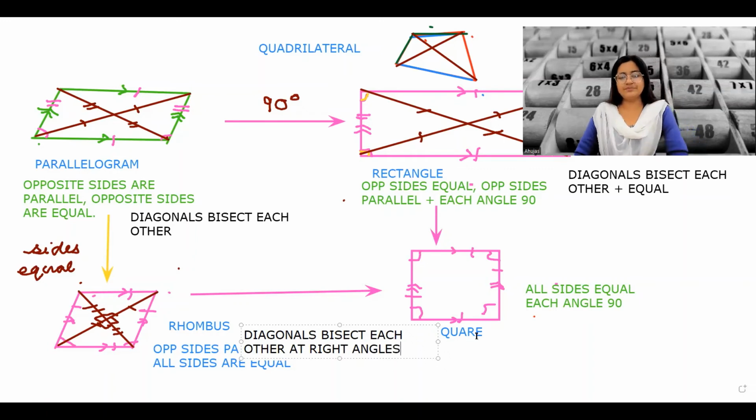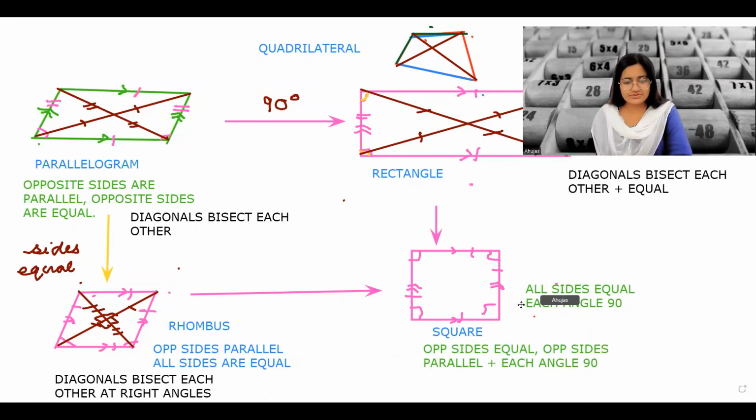Okay, sure. Now, let's come to the next one: square. From rhombus to square, what have we done? We have made the angles 90 degrees, right? Now we will do the opposite of it. We have made the angles 90 degrees, as we have done on the upper side. Here, from here to here, we have made the angles 90 degrees. From here to here, we made the angles 90 degrees.